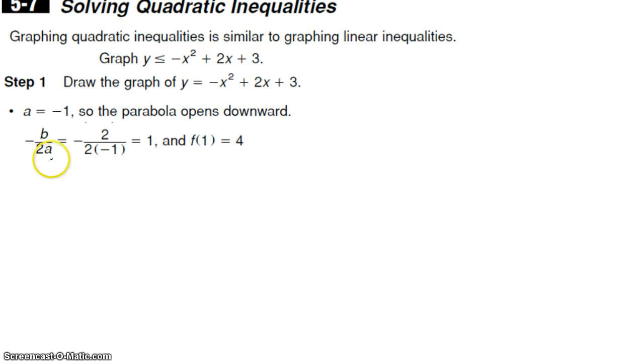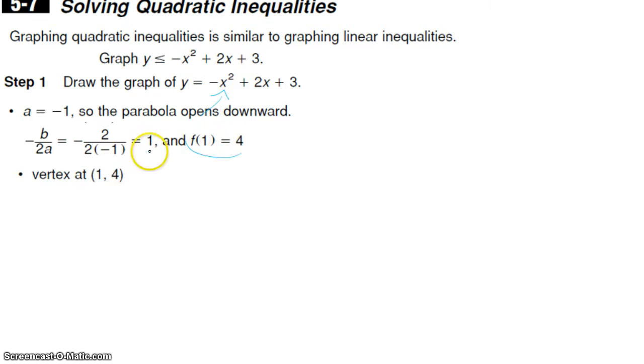So now we're going to find our axis of symmetry. So we're going to sub in. We know that our B is 2, and we know that our A is negative 1. So we will do minus 2 over 2 times negative 1. So 2 divided by 2 is 1, and negative divided by negative is 1. So our axis of symmetry is 1. We put that back into our parabola and we get a 4. So now we have our vertex.